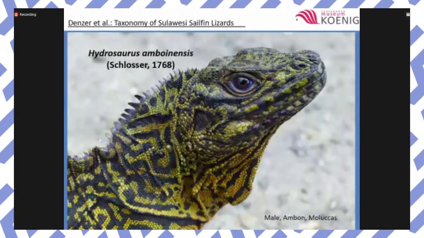This is a very nice picture of a male Hydrosaurus amboinensis from the type locality from where this species was described nearly 250 years ago. And here you see some characteristics, which is this blue frame around the eye. And also there is no crest on the nose. We'll see that this can be different.